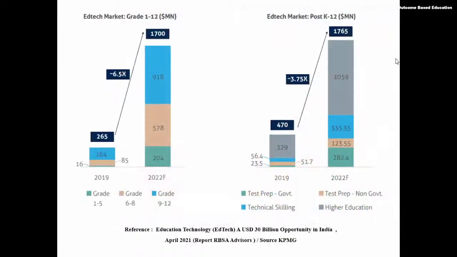If you look at the Indian scenario, this is a slide from KPMG and RBSA Advisors, which talks about 2022. In the K-12 segment, it had a growth of $1,700 million. And in the post K-12, that is the higher education segment, $1,765 million is projected for 2022, the current year.